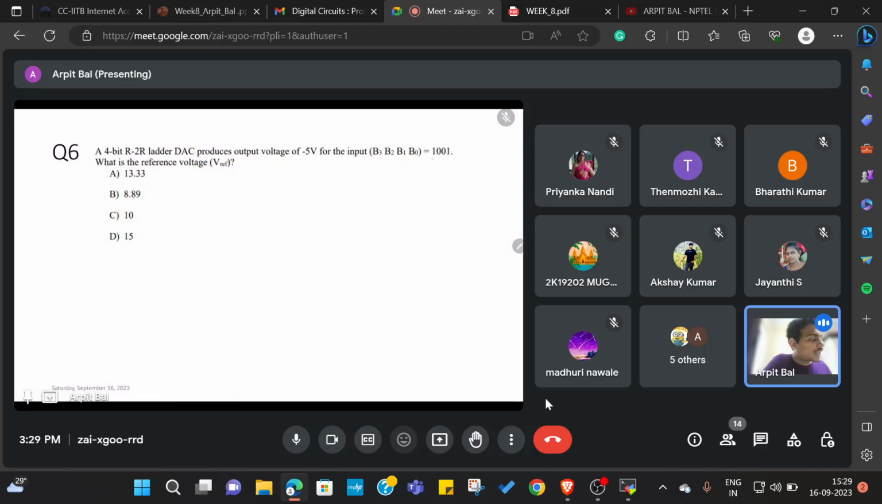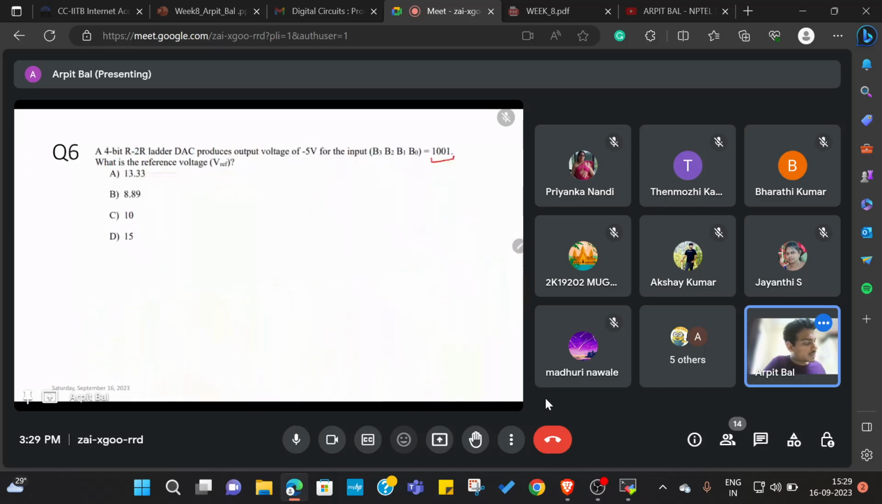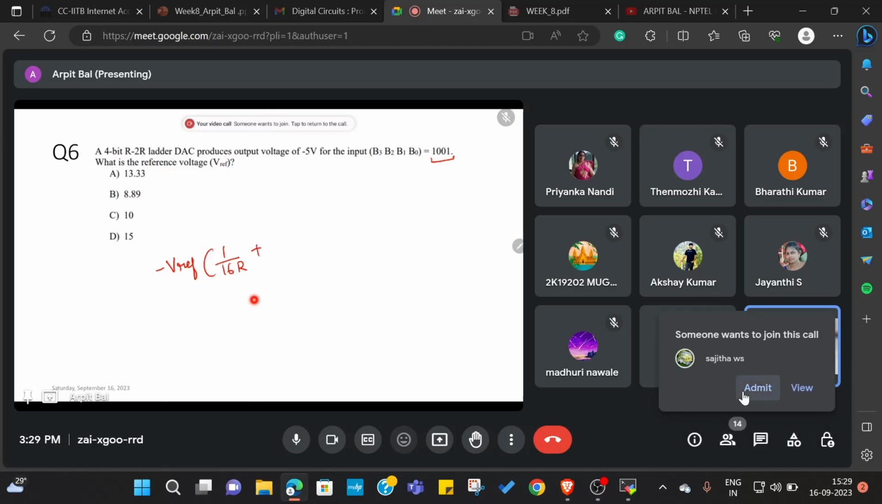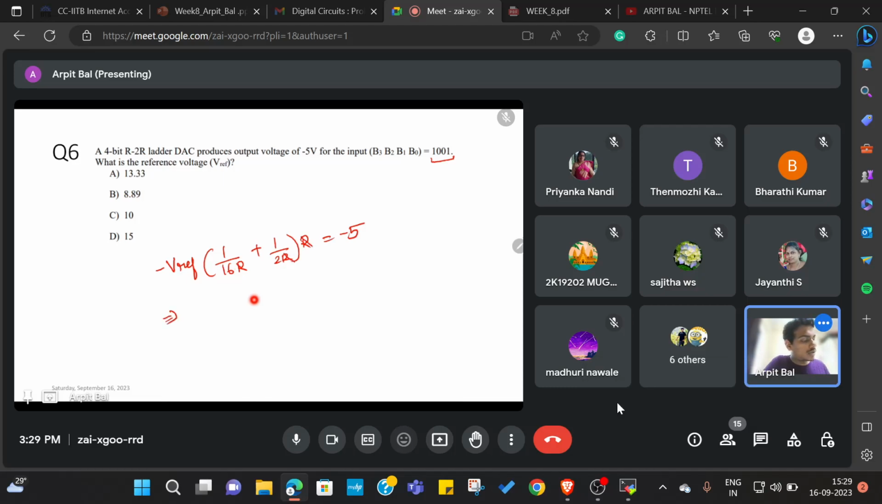Okay, so here it is given that B3, B2, B1, B0 is 1001. So 1 means this is going to stay, this is 0 so this will go, this is 0 so this will go, this is 1 so this is going to stay. So in our next question what we will have is minus Vref into 1 by 16R plus 1 by 2R into R is equal to minus 5. Okay, then we can cancel out R, so we just need to find out what is Vref. Can anyone calculate and let me know what is Vref?